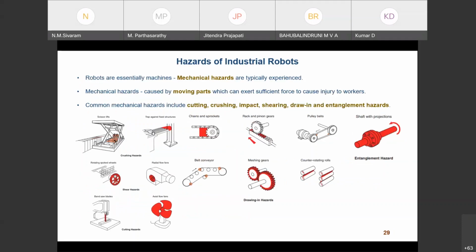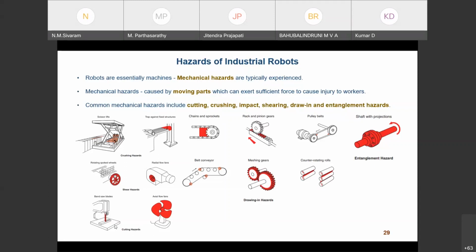The hazards of industrial robots, as I told you earlier, are mostly mechanical hazards. Robots are nothing but machines, so whatever hazards are applicable to a machine can be applied as well to robots. Mechanical hazards are caused by moving parts which can exert sufficient force. The robotic arm can move and generate sufficient force to cause injury to the workers. Common mechanical hazards include cutting hazard and crushing hazard.